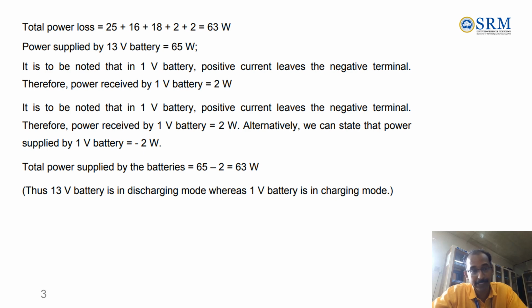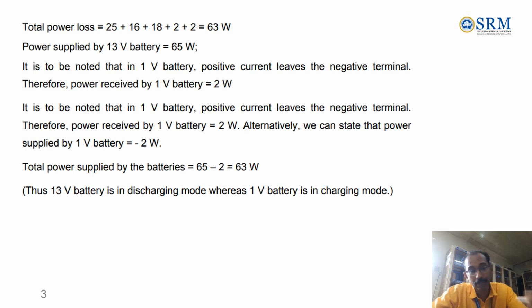Power supplied, DC power, is nothing but V into I. You know the current which is flowing through this battery, that is current I. You know the magnitude of the battery voltage, 13. So it is 65 watts. 65 watts and 63 watts. Where is the 2 watts? It is to be noted that in the 1 volt battery, on the right side, positive current leaves the negative terminal. Therefore, the power received by the 1 volt battery is 2 watts.